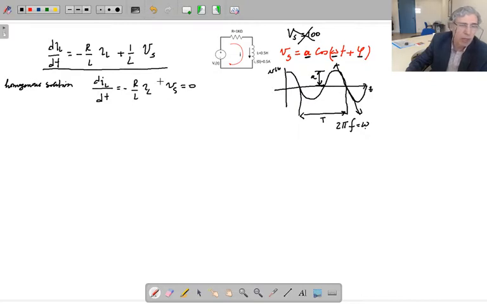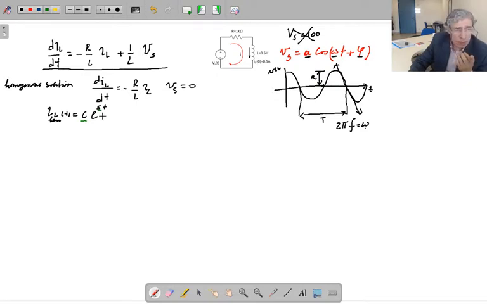How are we going to find it? As you remember, we estimate that IL homogeneous is equal to C times e to the power st. So this is an estimation of a solution. If we can calculate these two parameters, C and S, then we have found the homogeneous solution. You can read the previous example that we have done.